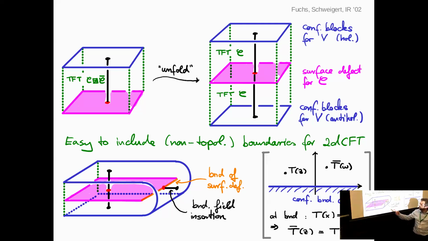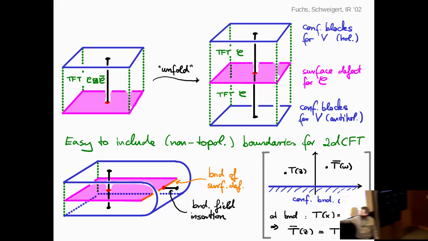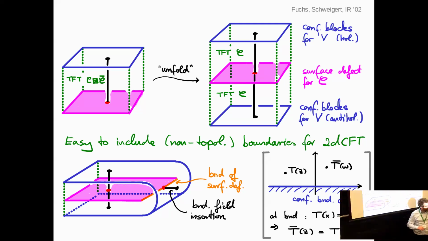Yeah. So I said these surfaces are labeled by Frobenius algebras, but really they're labeled by Morita classes of Frobenius algebras. And if you do this, then no, different surfaces will give different CFTs.